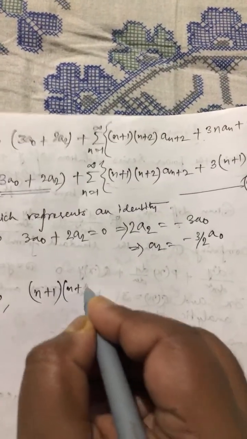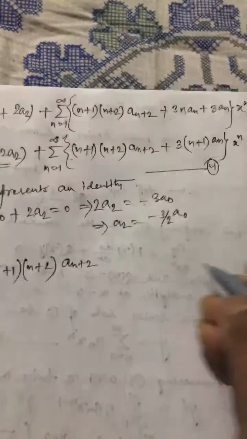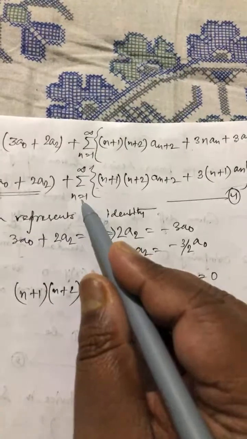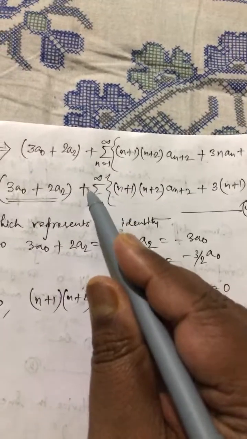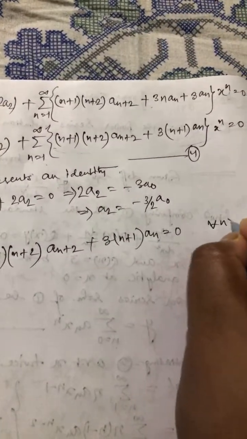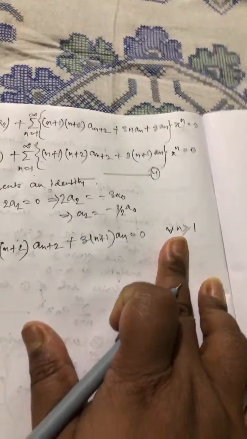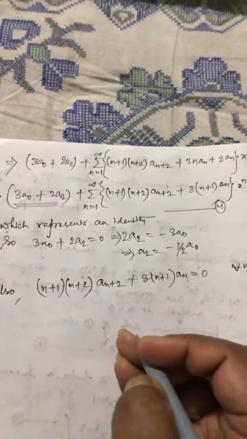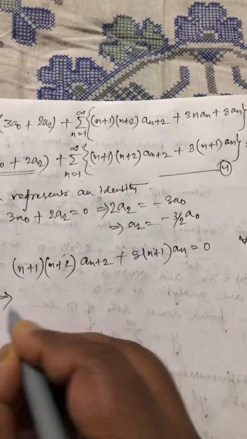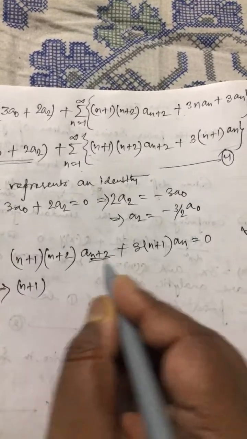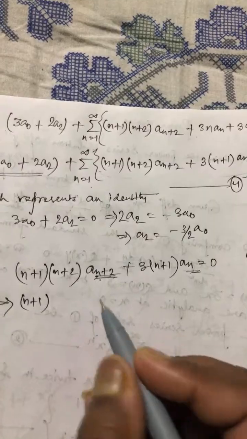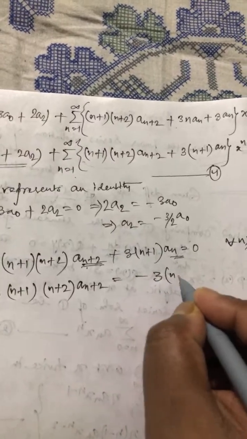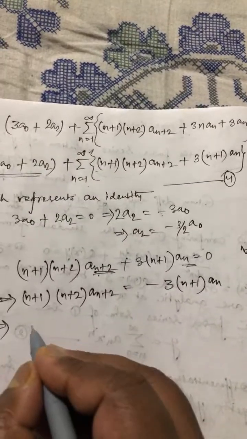n plus 1, n plus 2, a n plus 2, plus 3n plus 1 a n, this part should be 0. From where you have seen the summation will start, n equals 1 to infinity. So we must write n greater or equal 1, because at least n should be equal to 1 for this relation, and you can choose any higher value of n also. So from here you need to find out the largest possible suffix. In n plus 2 a n plus 2, the largest suffix is n plus 2. So let us try to find out the value of a n plus 2.